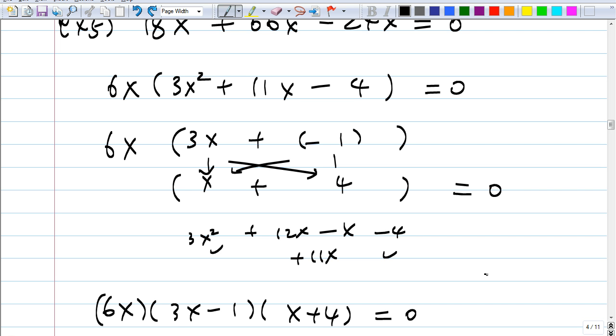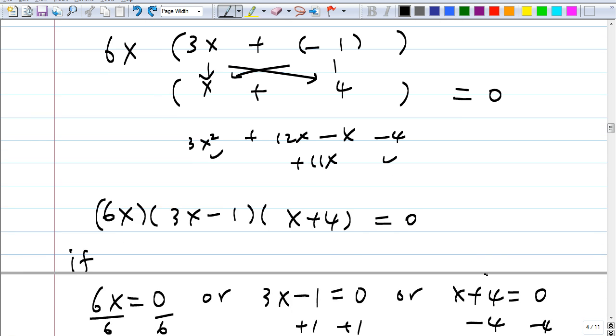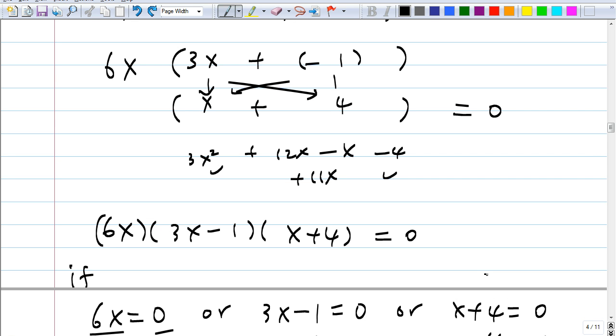Victor, if? If 6x equals 0. Good. 3x minus 1 equals 0. Or? Or x equals 4. That's correct. And when will 6x equal 0, guys? When x equals 0.